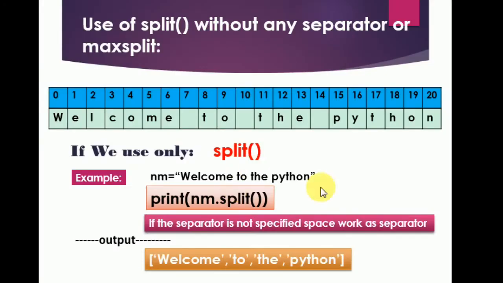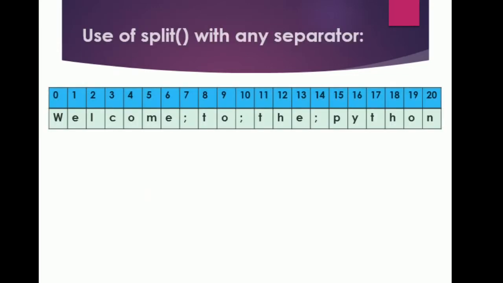Now let us move to split with a separator, meaning any separator. If you look at the diagram, I have put the semicolon sign in place of the spaces, because we know that by default it splits according to the spaces. So I put a sign there, a comma sign, a minus sign, any sign you need. After that, when I use split, I need to pass that.